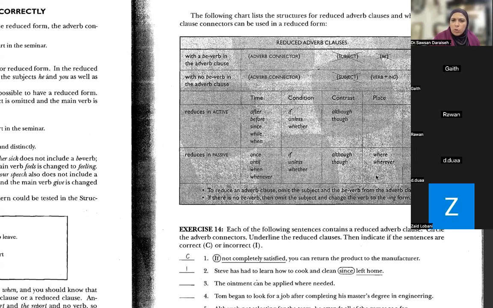In the passive, they are all the same, but here I put once, which is not among the words in the active, and here it is present. So in the active I do the reduction on these. In the passive, I added once here, so there is a little bit of change. So to reduce an adverb clause, omit the subject and the be verb. Again, this is a summary of the table. If there is no be verb, then omit the subject and change the verb to the ing form; we make sure that our verb is in the ing.